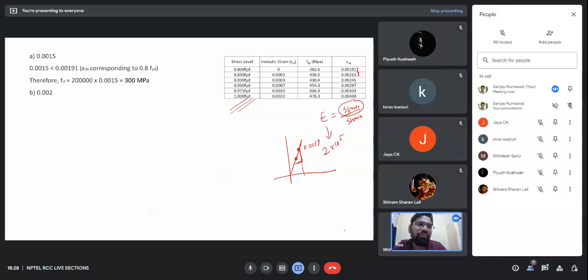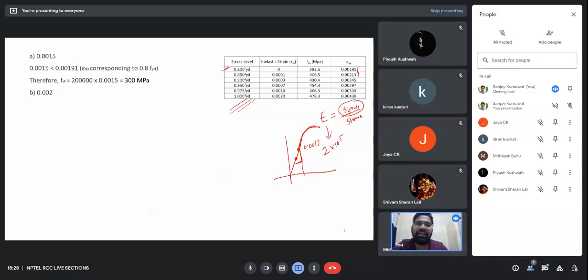Okay, and between these 2 points we already know that only up to this point is our graph linear. After this point we have a non-linear zone. So now we can say 0.002 lies between these 2 points and it is in the non-linear portion of the graph. So how can we find the design stress?